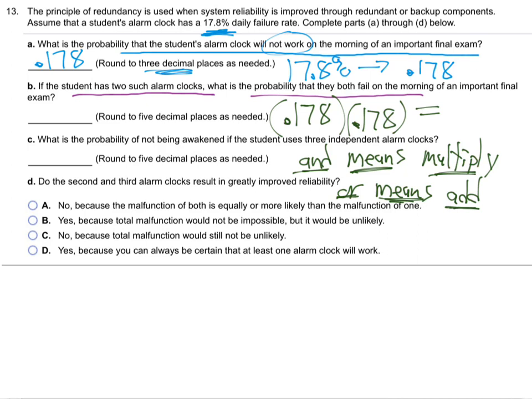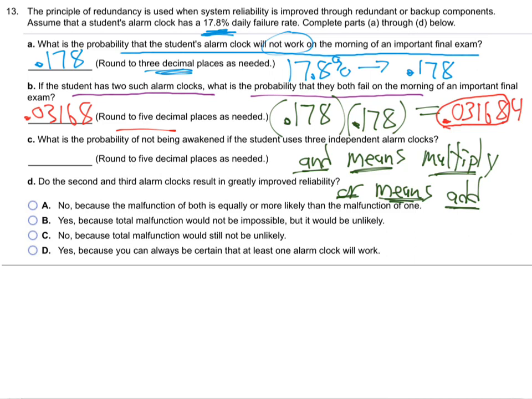If you multiply that together, I'm getting 0.031684. They want you to round to 5 places: 1, 2, 3, 4, 5. So it's 0.03168. Notice it's a much smaller percentage chance, isn't it? See how it got much smaller? If the chance of one alarm clock failing is basically 17%, the chance of both failing is just 3%. It goes way down.